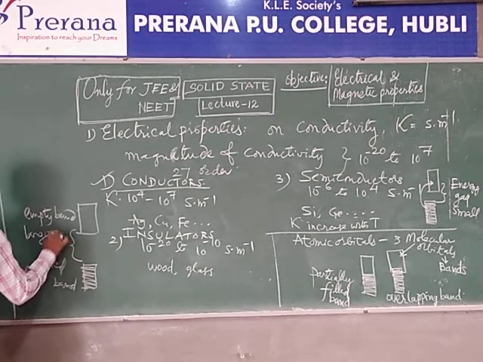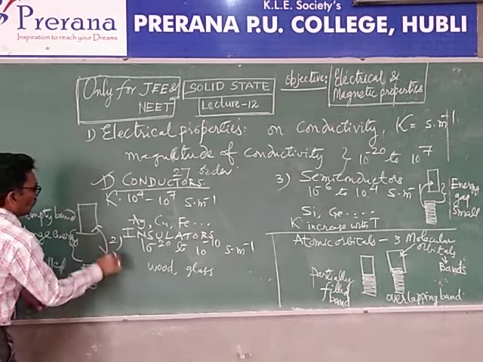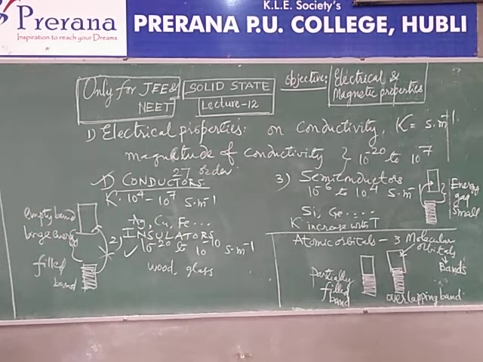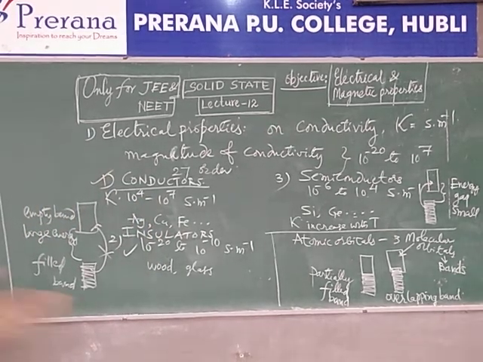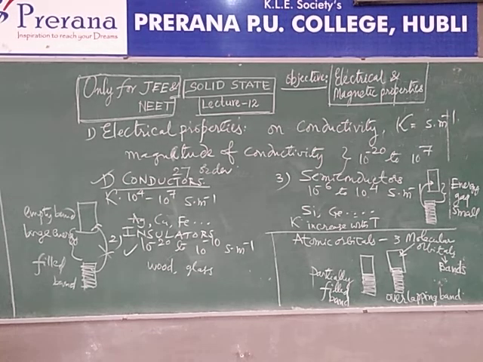Large. Even though temperature is supplied, the electron is not shifted from the filled band to the empty band, because it is not possible, and they are called insulators. This is how band theory is useful, and this is the classification of solids based on electrical properties, considering conductivity, into three types.